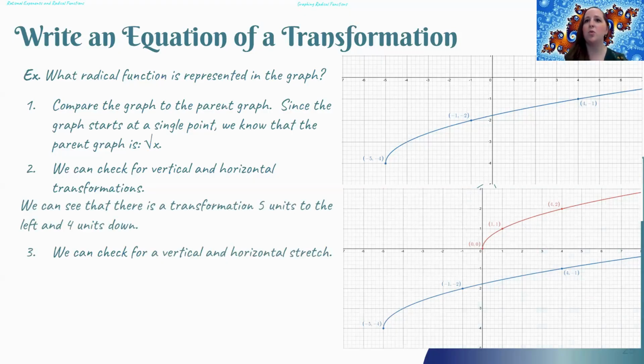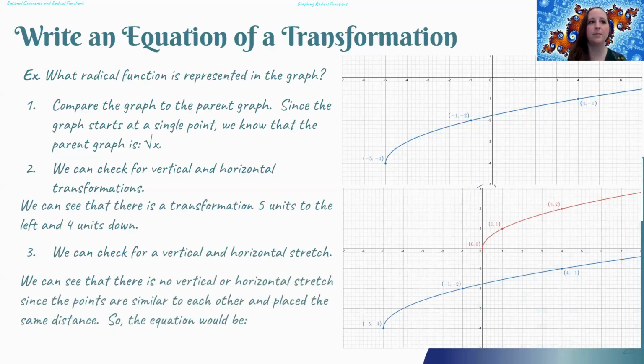We can then check for a vertical and horizontal stretch based off of these numbers here. Looking at them, it doesn't look like it has been vertically or horizontally stretched or compressed. The points are very similar to each other. We've got this (-4, -3), which is just one up and one over from my (-5, -4) point. It's the same thing here with (0, 0) to (1, 1). So that means my function is going to be h of x equals the square root of x plus 5, minus 4. So again, that horizontal translation of 5 units left, minus 4, that vertical translation of 4 units down.